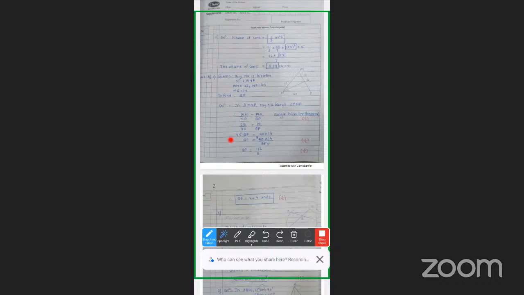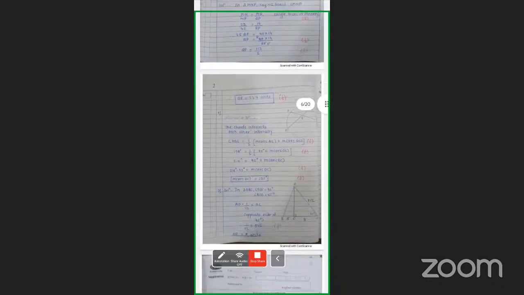So cross multiply it. So 25 into QP is equal to 40 into 14. So QP we have to find out, that 25 is multiplied, here we have to divide. So we get 112 upon 5. So what is the value of QP? That is 22.4 units. So here we have completed the first question, 2B1.